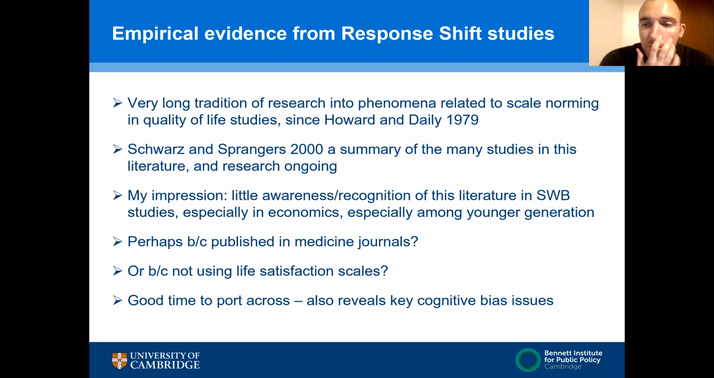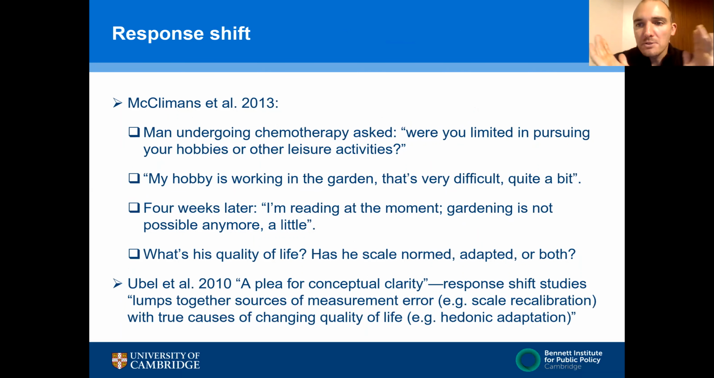What I'm going to try to do in the next part of the paper is to port this literature across to life satisfaction scales, so show how it's conceptually equivalent. And part of the benefit of this activity is that it reveals these three cognitive biases that I mentioned earlier: recall bias, implicit theories of change, and effort justification, that are often used as explanations for data that might otherwise support the existence of scale norming. All right, so what is response shift?